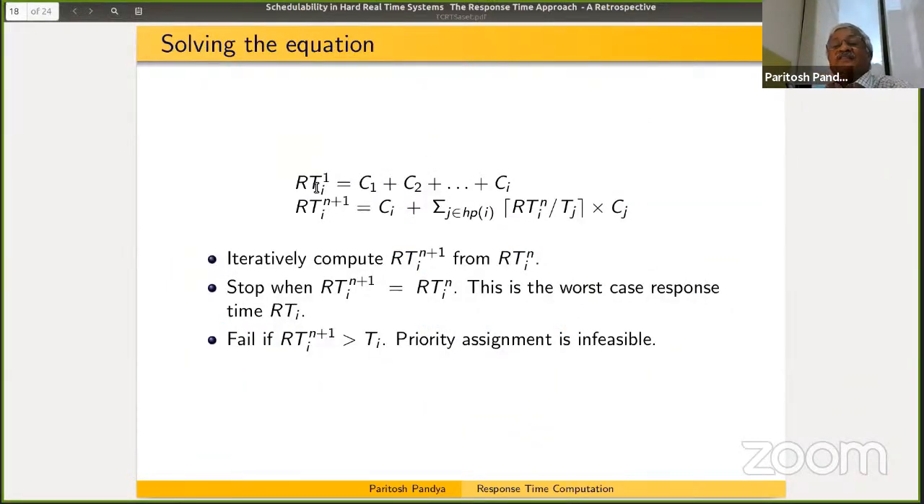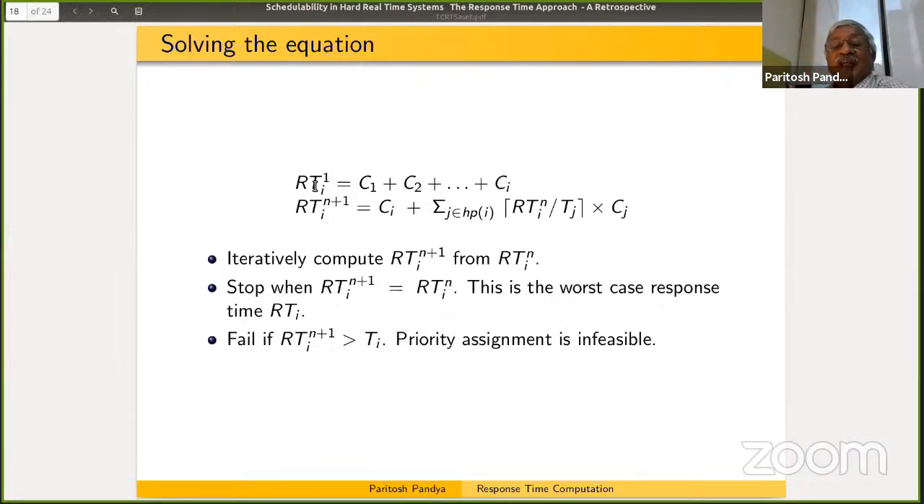And our paper has a slightly different method. This is an adaptation of that, which occurs in several later textbooks and papers. And it says that if you want to calculate RTI, you do it iteratively. You do your first estimate of RTI. This is going to be an optimistic estimate. It may not be exact. It will be an underestimate.